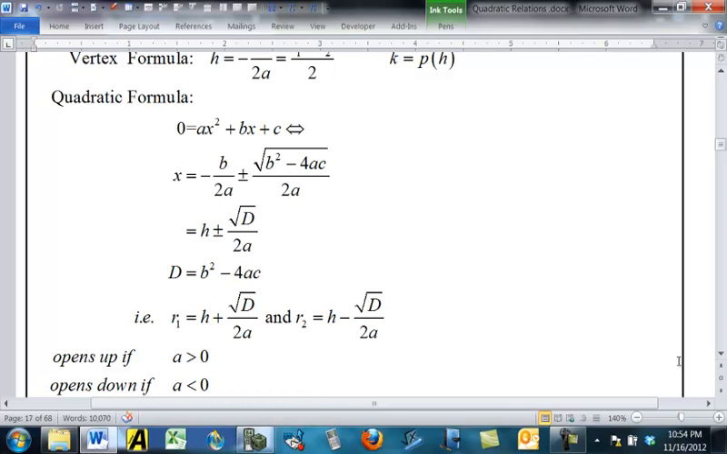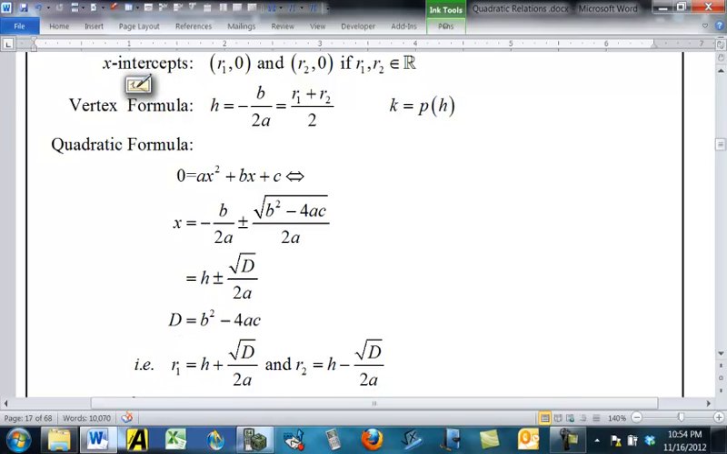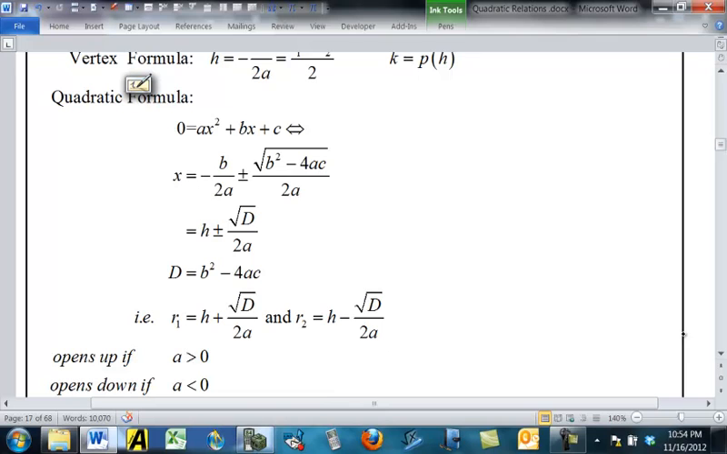So, remember, h is minus b over 2a, and d is b squared minus 4ac, and so that is the quadratic formula. Notice that the a is the same a in all three cases, and if a is positive, then we've got concave up, so it opens up, and if a is negative, it's concave down, so it opens down.